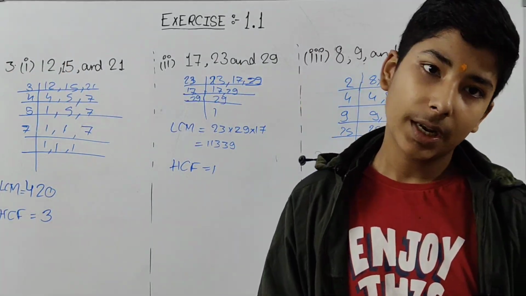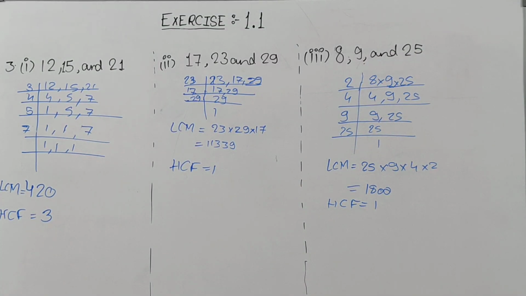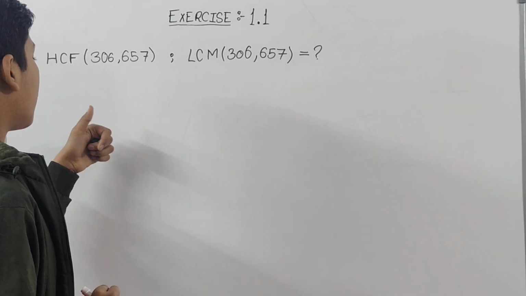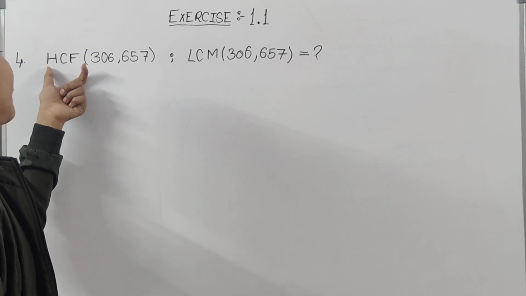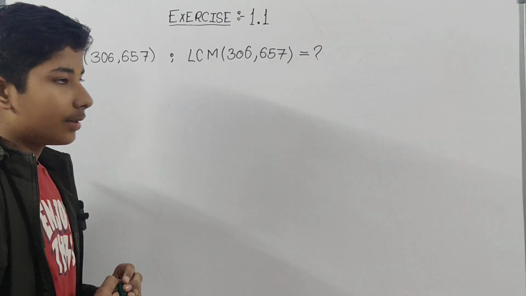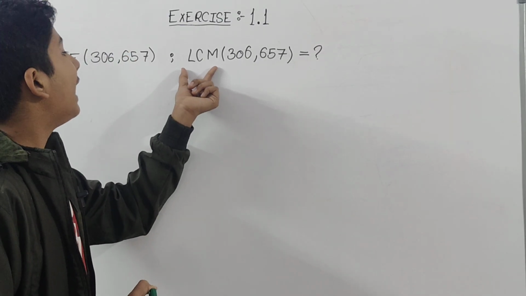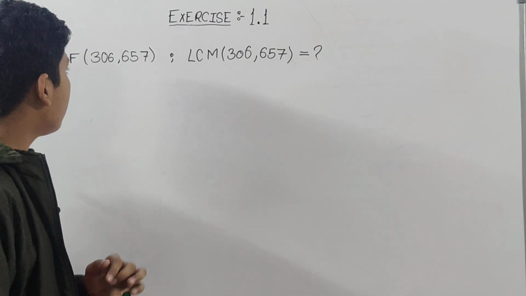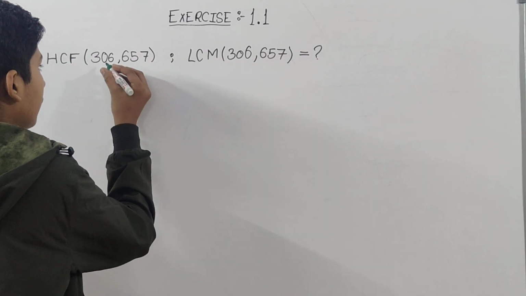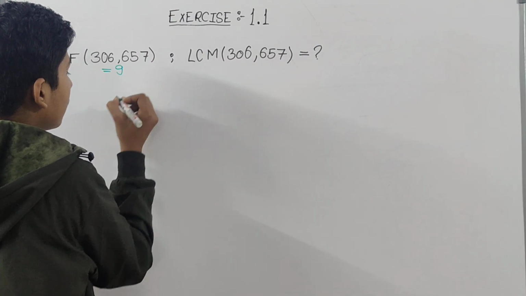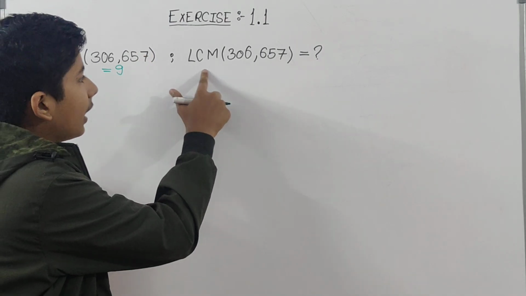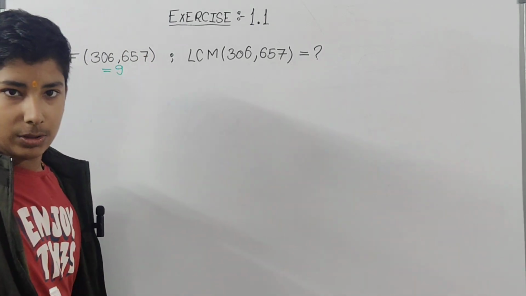Now we'll continue with our next question. Here in the fourth question, the HCF of 306 and 657 is given, but LCM is not given. The HCF is 9. Sorry, there was no space, I was unable to write it. Here we have to find out the LCM.